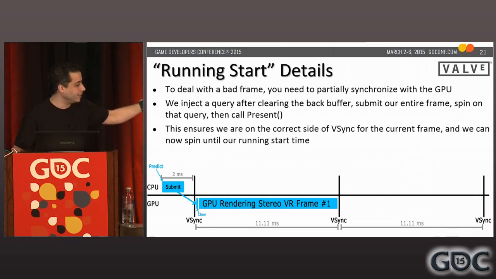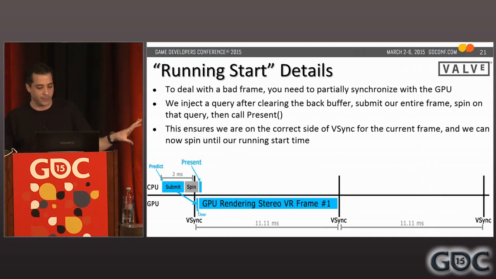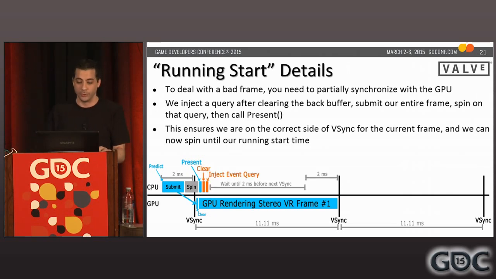Above the black line is the CPU, below the black line is the GPU. So back to the CPU thread, our render thread. We're going to spin and wait until after vSync. Forget about how we do that; we'll explain that in a minute. And then you call present, and this is super critical. You want to call present on the same frame that the GPU is actually churning away and rendering that frame, because right after that, you're going to clear the back buffer.